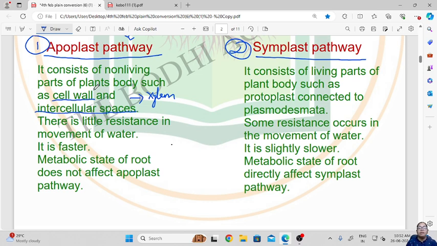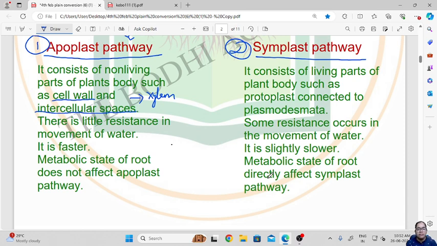Now let us see what the symplastic pathway is. The symplastic pathway consists of the living parts of the plant body, such as the protoplast connected through plasmodesmata. Some resistance occurs in the movement of water and it is slightly slower. The metabolic state of the root directly affects the symplastic pathway.